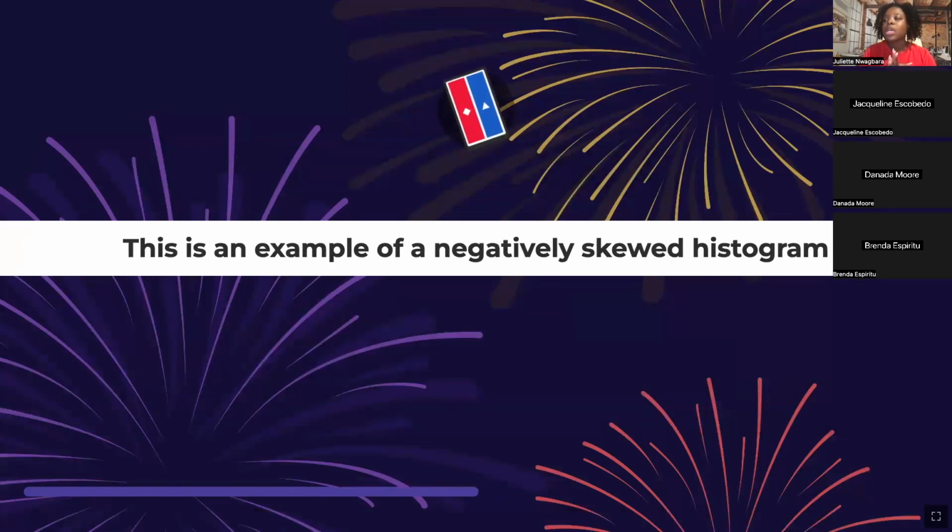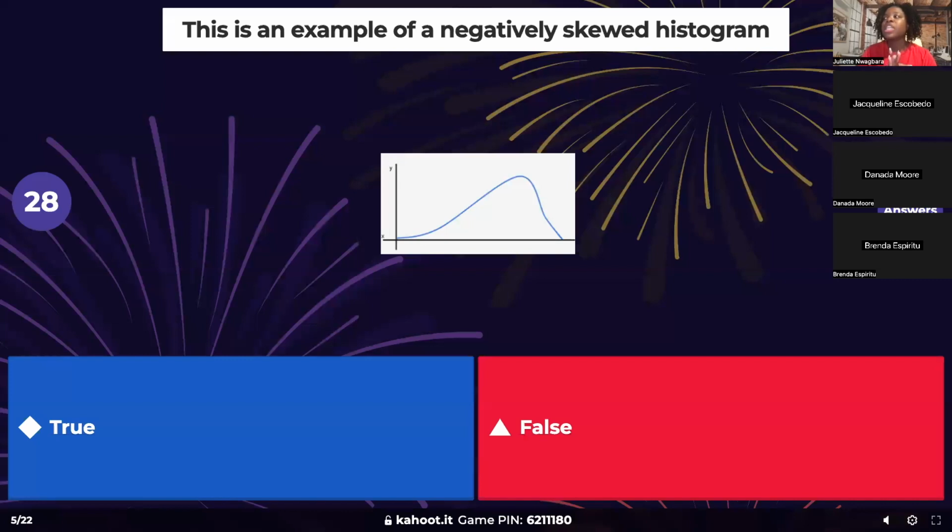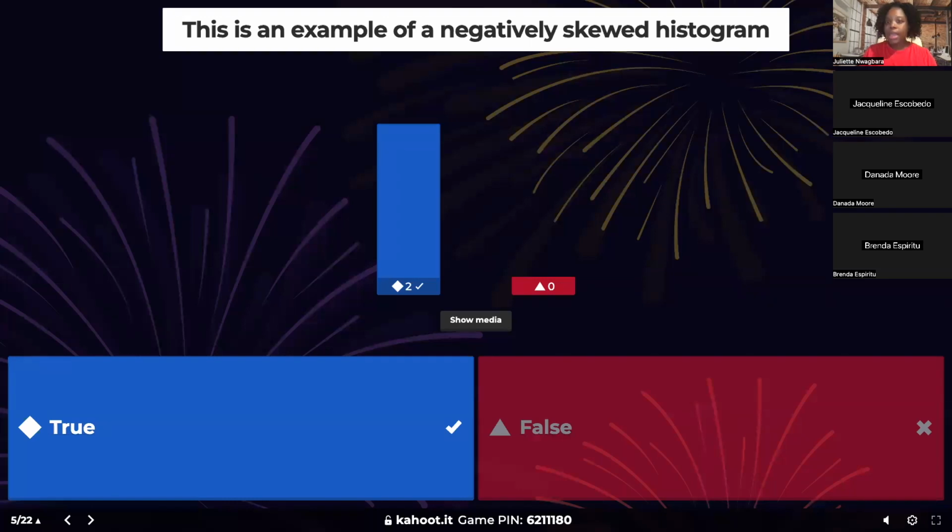True or false? This is an example of a negatively skewed histogram. True or false? You got about 20 seconds. Okay, about 5 seconds left. Let's give it a guess. All right, so it looks like one of you didn't answer, but the answer here is actually true.